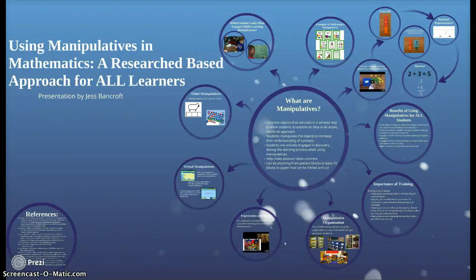The use of manipulatives, when done correctly, allows for deeper mathematical knowledge and thinking for all students. Students with disabilities especially benefit from this hands-on approach to math without the use of additional modifications.